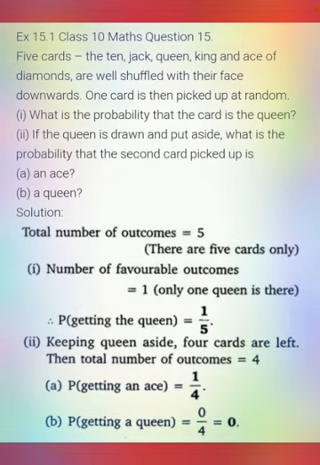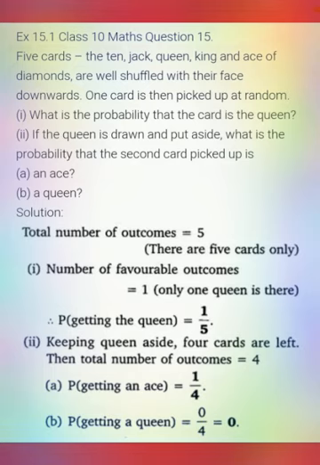What is the probability that the card is the queen? Out of 5 cards there is only one queen. So the probability of this event, please recall the formula, P of E equals number of favorable outcomes divided by total outcomes. So that is nothing but 1 divided by 5, because 5 cards are put upside down, that will be the total outcome, and 1 queen. So 1 by 5. Next step.